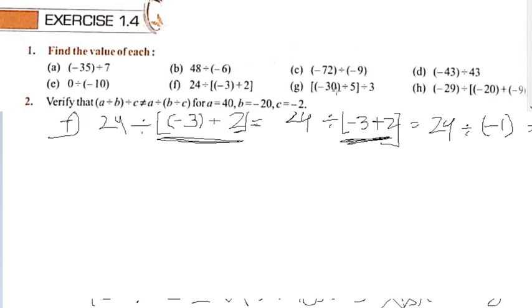Part G is very simple, you do it yourself. First you solve this bracket, 5 6s are 30, you will get minus 6, then after you divide by 3 you will get the final answer, minus 2, since 3 2s are 6.